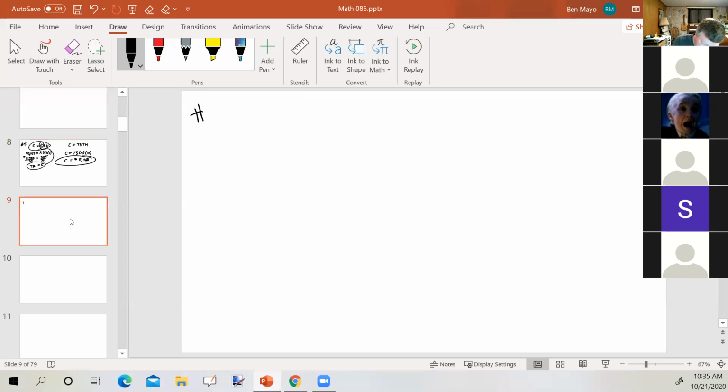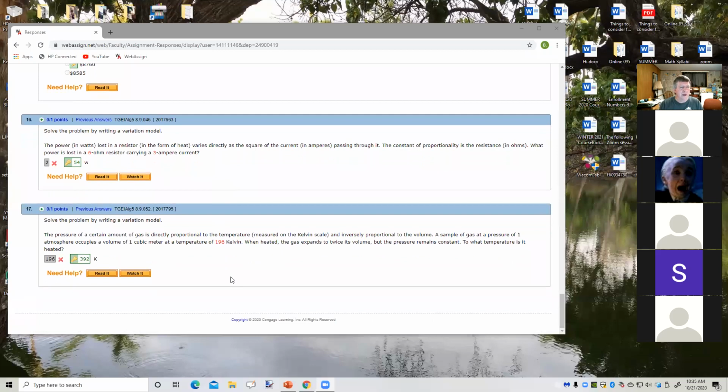All right. Next problem up, number 16. Let's look at that in WebAssign. It says, solve the problem by writing a variation model. The power in watts lost in a resistor in the form of heat varies directly as the square of the current in amperes, or amps, passing through it. The constant of proportionality, which is another name for the variation constant, is the resistance. What power is lost in a 6 ohm resistor carrying a 3 amp current?